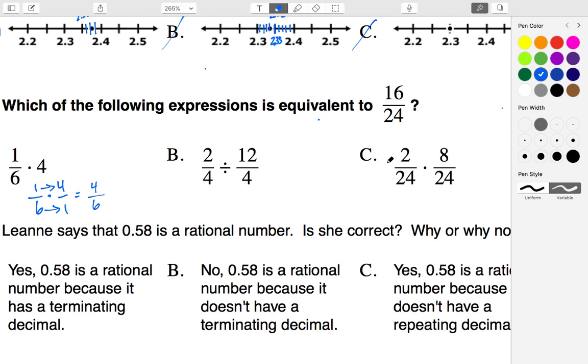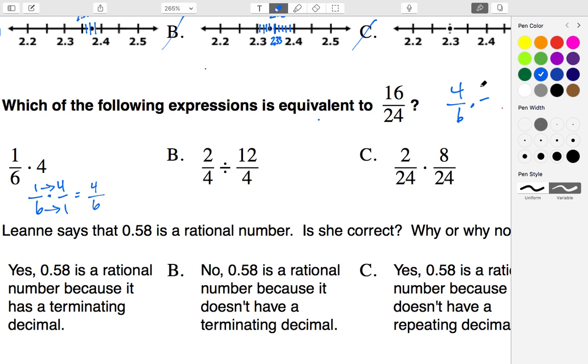We're looking for it to be equivalent of 16 over 24, right? Is 4 over 6 equivalent to 16 over 24? Now, before you answer, you have to think, because this is a smaller number than this one, right? So we have to think about something. Is there a number that I can multiply the top and bottom by to get 16 over 24?